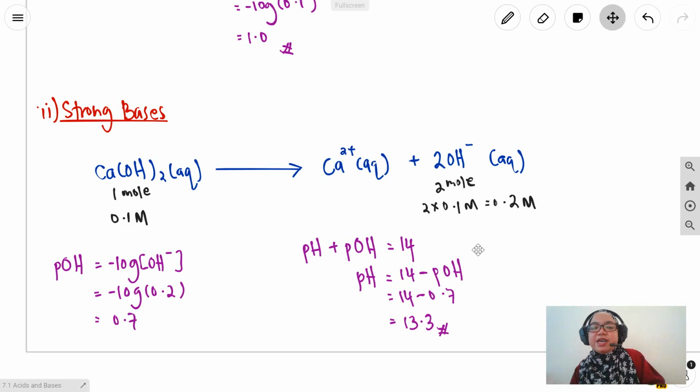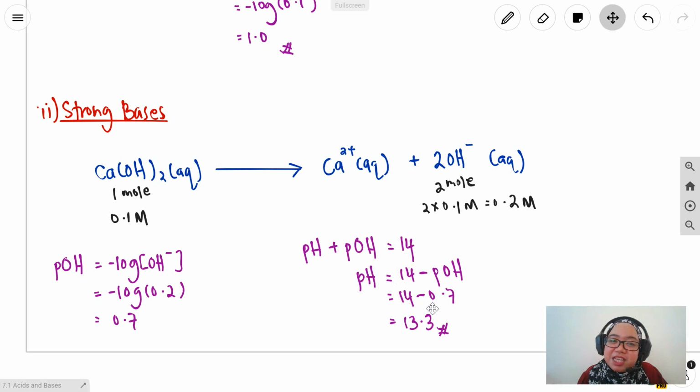So we can find the pOH here. Okay, kita find pOH dulu sebab kita ada OH kan? Sebab pOH is negative log OH minus ion. So kita masukkan concentration of OH minus here. So we get the pOH is 0.7. So we know that pH plus pOH is equal to 14. We know the value of pOH, so can we find the pH? Yes. So the pH is equal to 14 minus pOH. So we got pH is equal to 13.3.